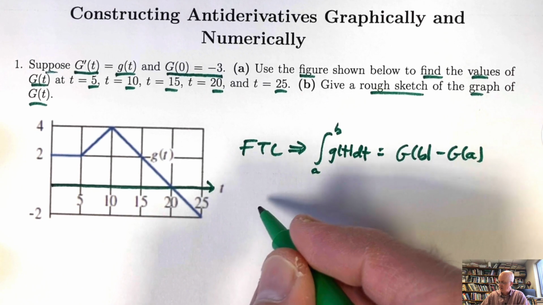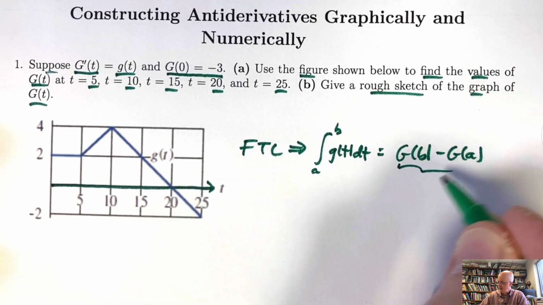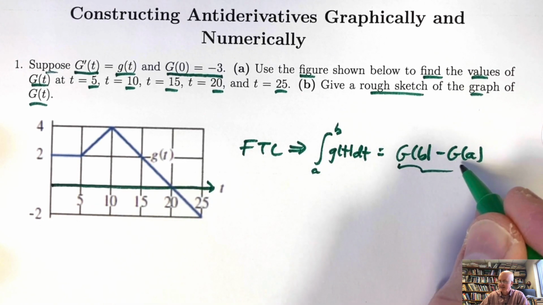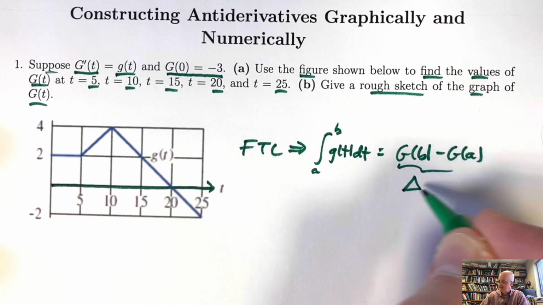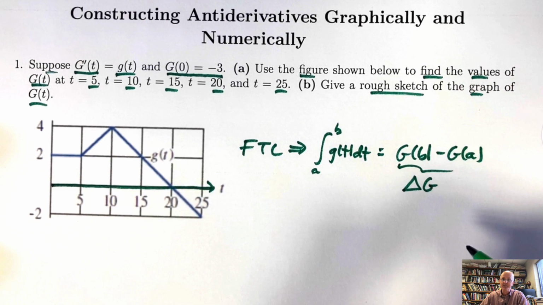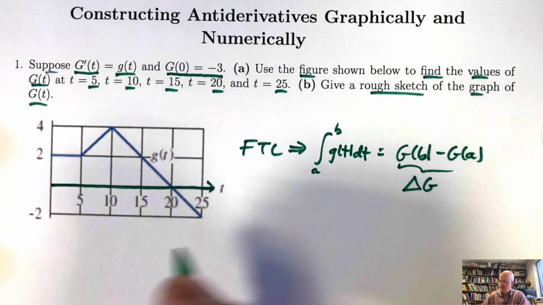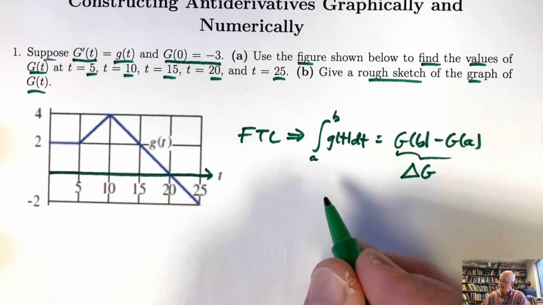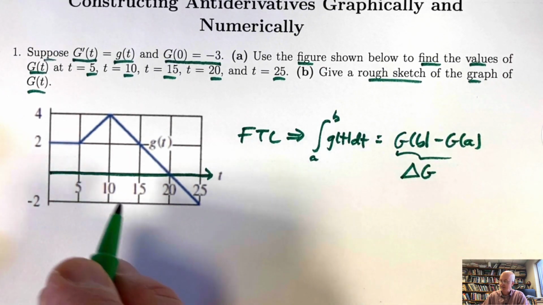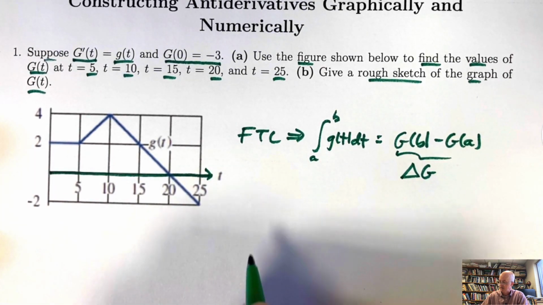All right, so what do we want to do? We want to evaluate capital G of b minus capital G of a for different values of a and b by doing the integral. That's the same as the change in capital G in each case. And we're just going to build a table of values of capital G to help us graph it ultimately, and think about the fact that its derivative is what you see here, little g.